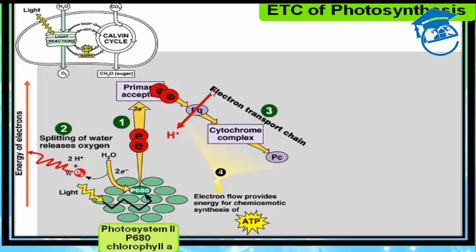Okay, from the electron transport chain an H plus gradient develops, and then from plastoquinone to plastocyanin, in between is the cytochrome complex, which is present in the mitochondria, students. So the third step takes place in mitochondria, that is the electron transport chain, students. And fourth, the electron flow provides energy for chemiosmotic synthesis of ATP. Okay, I'll explain to you what the chemiosmotic hypothesis is.